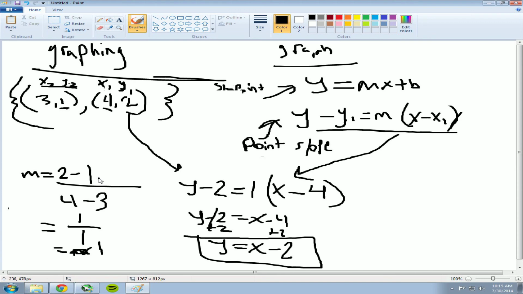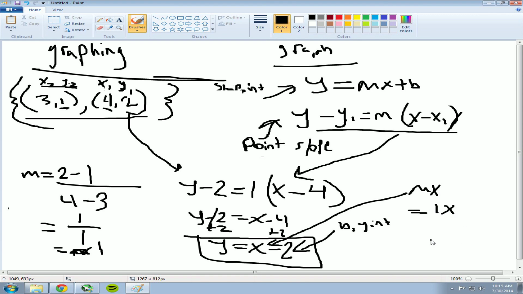And this is the graph. This is the line that goes through these 2 points. And this is in y equals mx plus b form. So this is the b, which is the y-intercept. And this is the slope, which is mx, which is 1x, which you can also say x. Alright, that's a basic video over graphing, simple graphing, and plotting points.